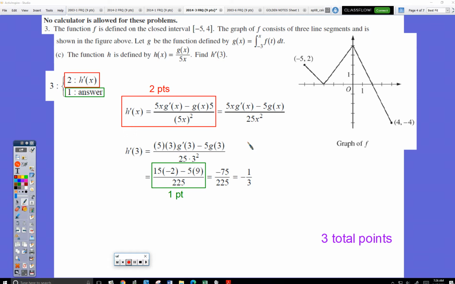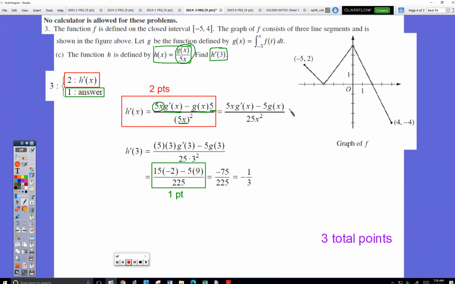Okay, it says the function h is defined by this formula. Find h prime of x equal 3. So this is going to require a derivative using the quotient rule. So take the bottom, multiply by the derivative of the top, minus the top, multiplied by the derivative of the bottom, divided by the bottom squared.